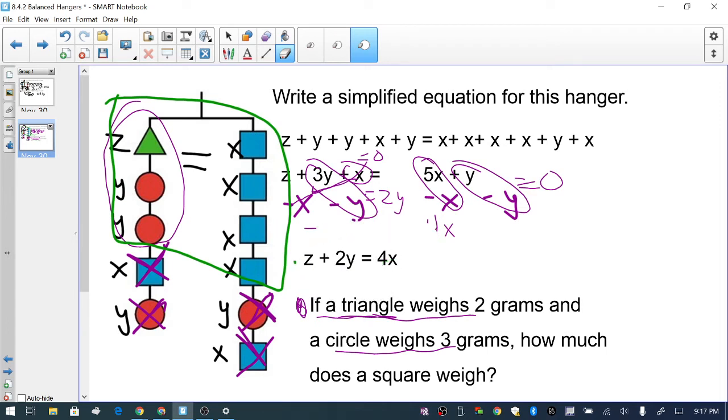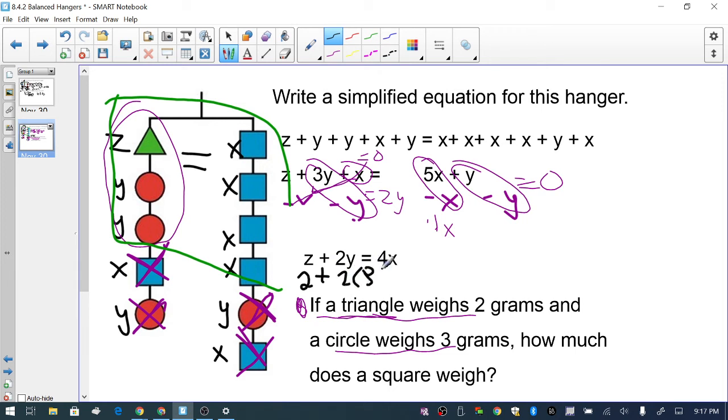So we can do the math and get this. Okay, a triangle equals 2 grams. So the z equals 2. Circle weighs 3 grams. So the 2y, that actually equals 2 times 3. And you can use parentheses for multiplication. Hold on a minute. That 3 looks really messy. There we go. Let me rewrite that.